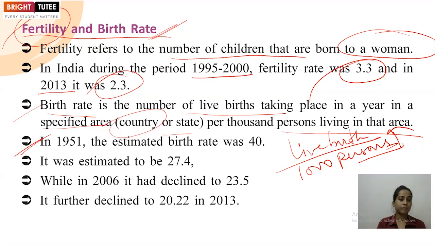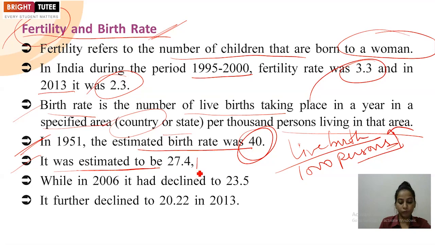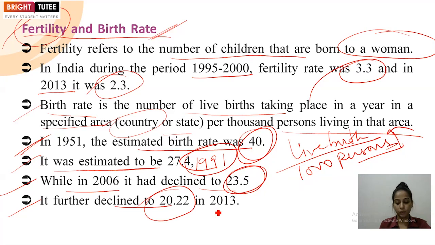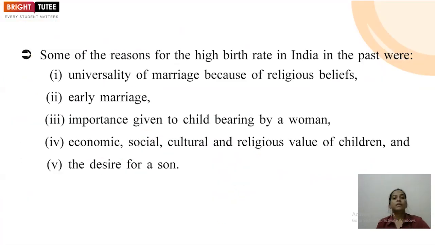In 1951, the estimated birth rate was 40, while it was estimated to be 27.4 in 1991. It shows that it started declining. And in 2006, it had declined to 23.5, and further declined to 20.22 in 2013. Here, what were the main reasons?